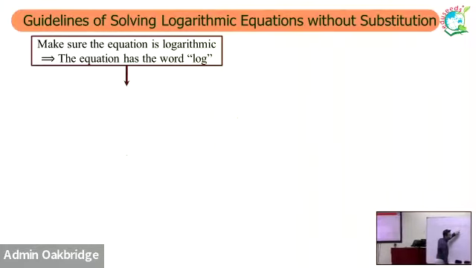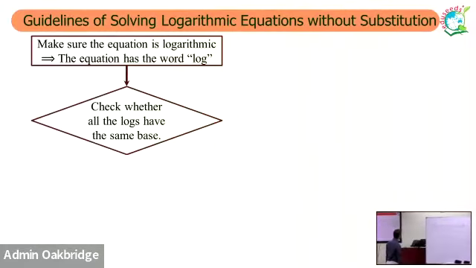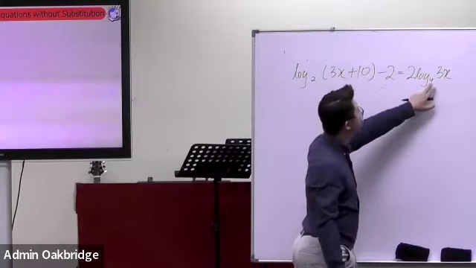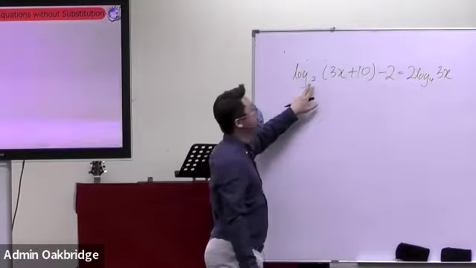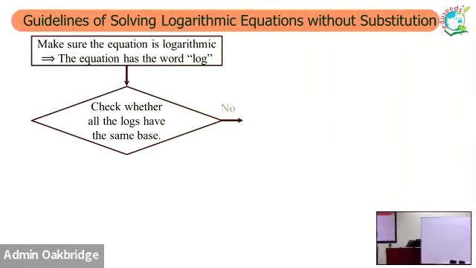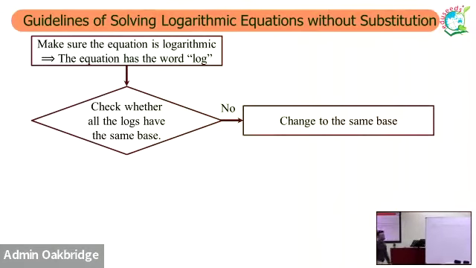Then only proceed. If you don't see the word log, then we use another method. Okay, check whether all the logs have the same base or not. Do they have the same base? There are two log terms here. The base here is 4. This one is base 2. So they don't have the same base. So it's no, right? No, you should do what? Change to the same base.